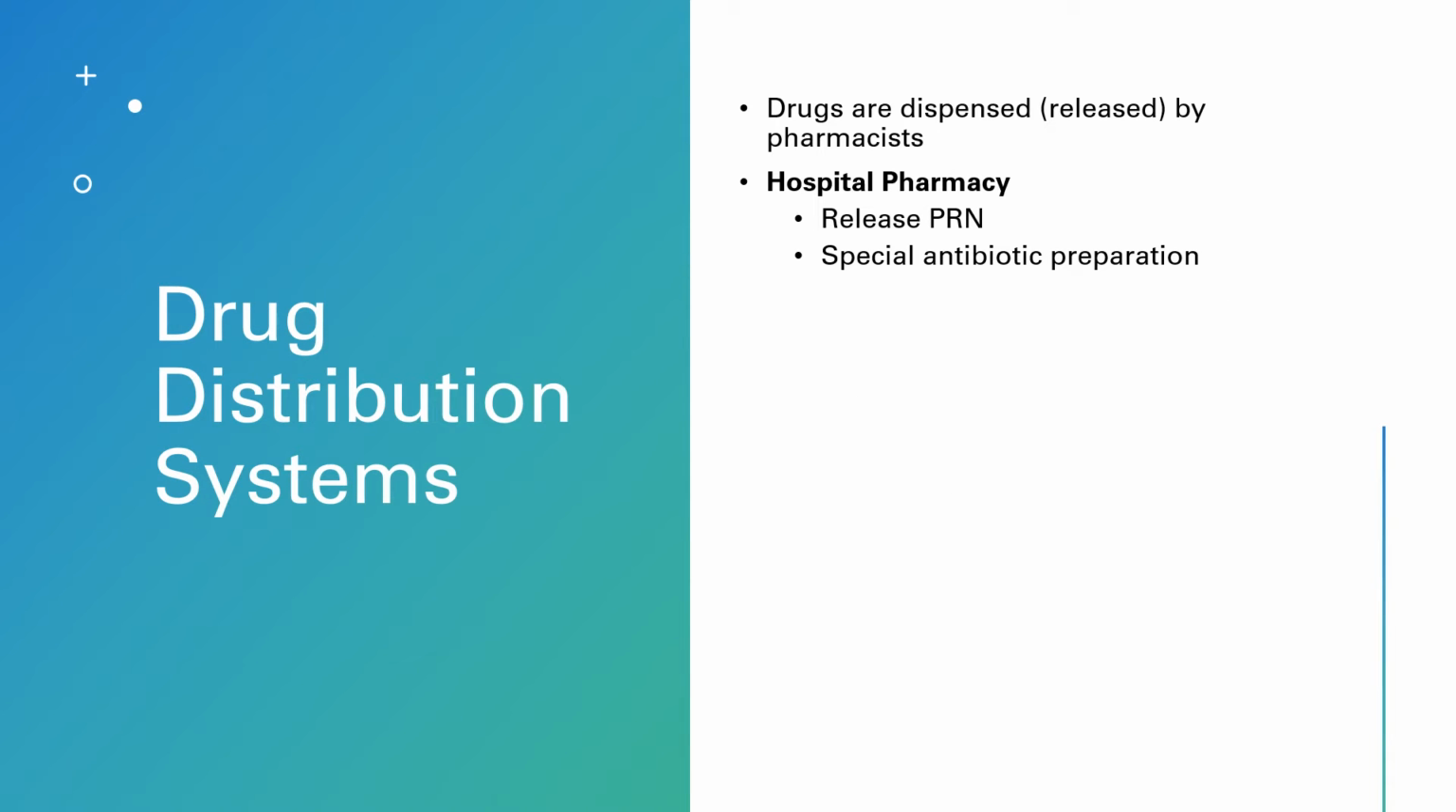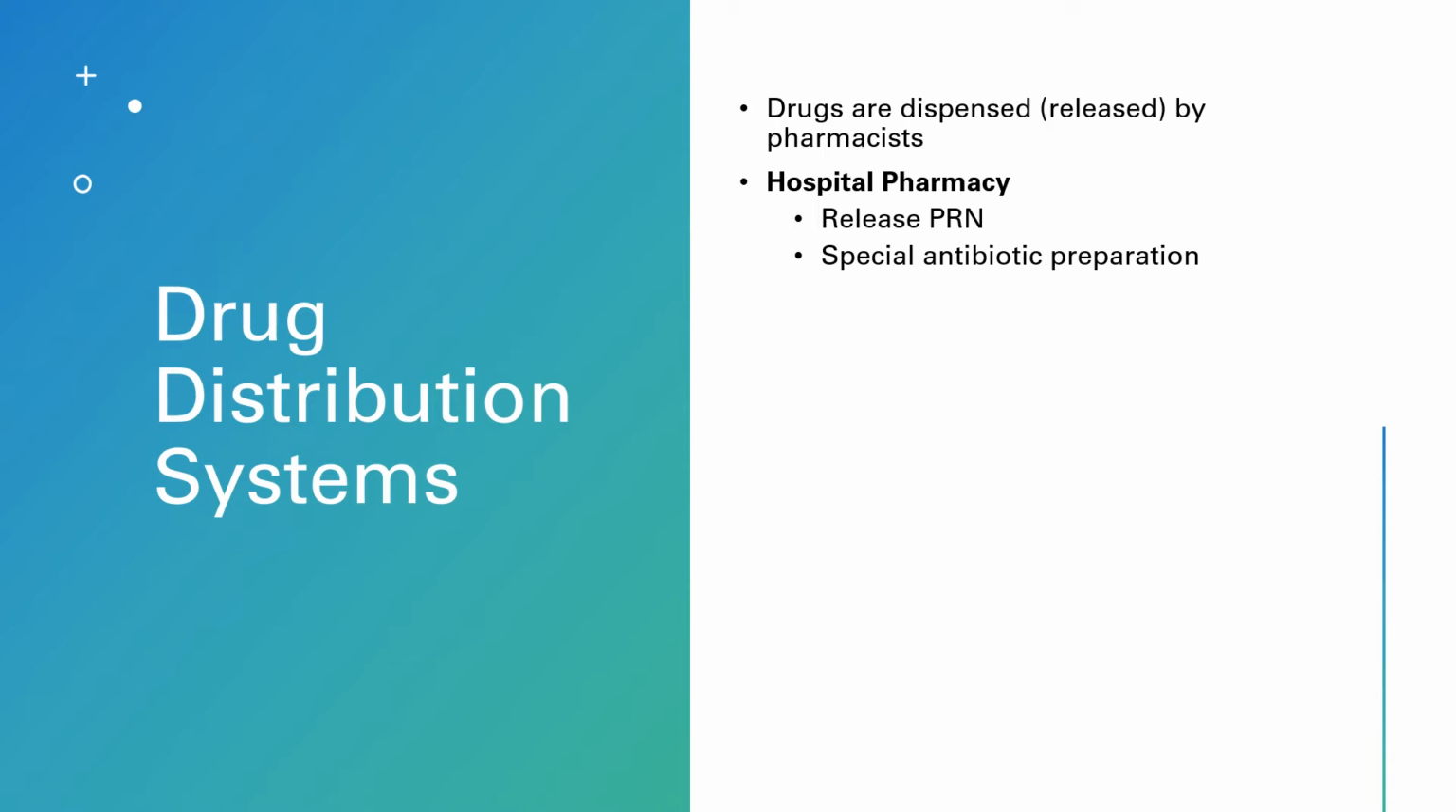Okay, so moving on, we have some different distribution systems. The drugs are dispensed, which means released by pharmacists, and there are a few different variations on the hospital pharmacy. So we have the main hospital pharmacy, which releases what is needed as needed, PRN. They also do any kind of special antibiotic preparations, a lot of which we need in surgery. There's a lot of variations that we will use on different drugs, and they would do that for us.